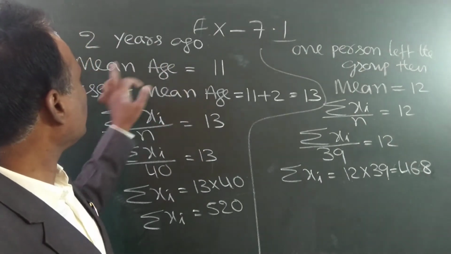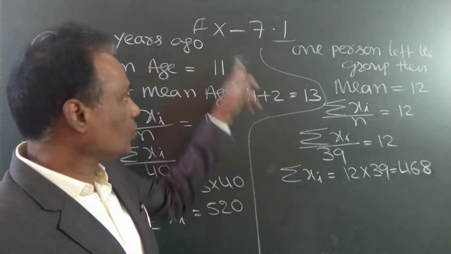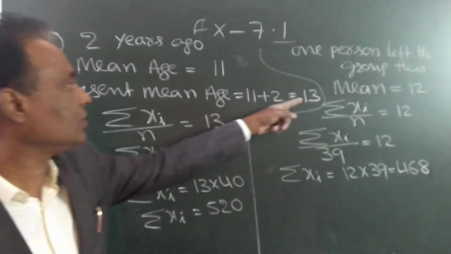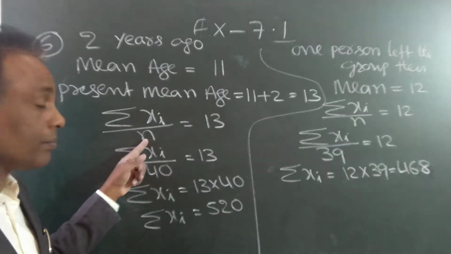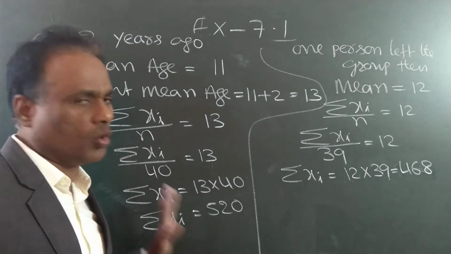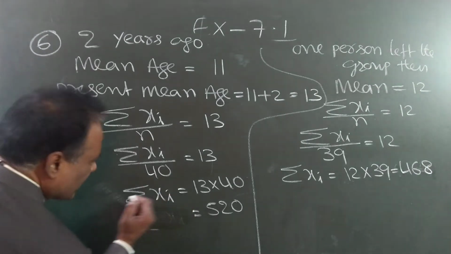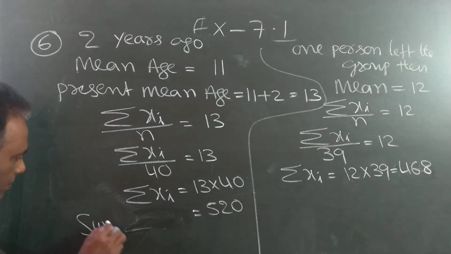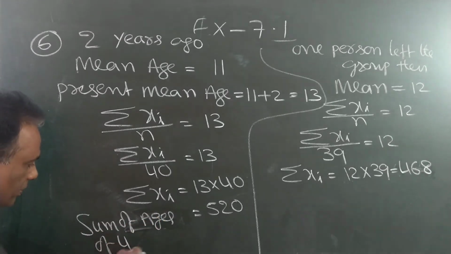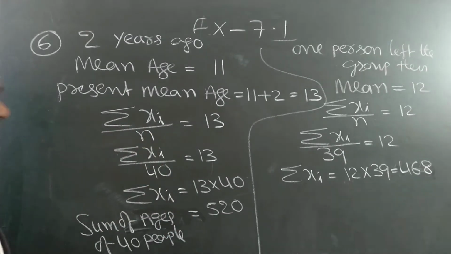See, 2 years ago the mean age was 11, but present situation we are discussing. So now mean age will be after 2 years 13. So sum of the observations by number of observations is equal to 13. There are 40 people. So 13 into 40 is 520. Sum of the observations, sum of the ages. Sigma xi means sum of the ages. I will write in full also. Sigma means sum. Sum of ages of 40 people is 520 years.